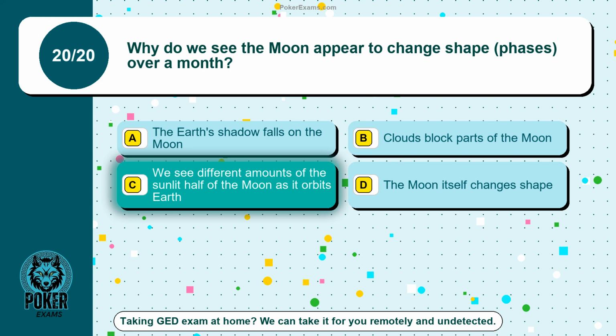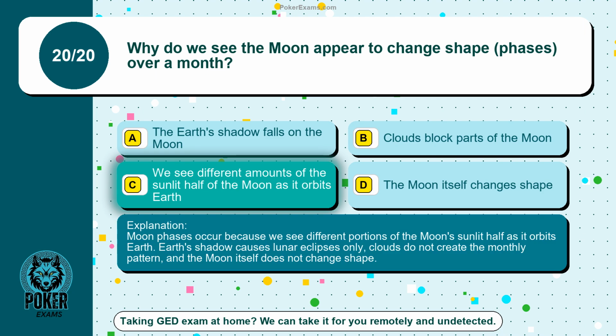The correct answer is option C. We see different amounts of the sunlit half of the moon as it orbits Earth. Moon phases occur because we see different portions of the moon's sunlit half as it orbits Earth. Earth's shadow causes lunar eclipses only, clouds do not create the monthly pattern, and the moon itself does not change shape.